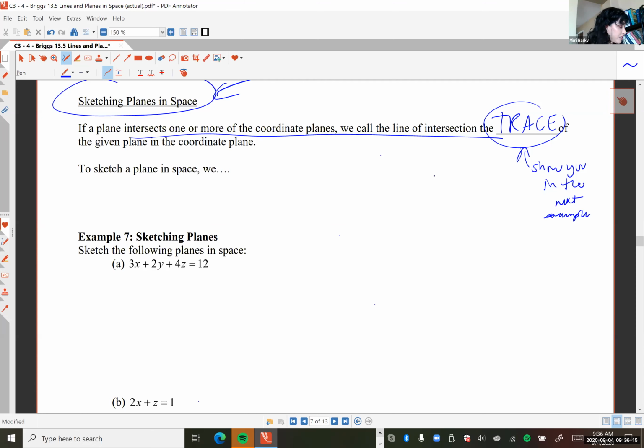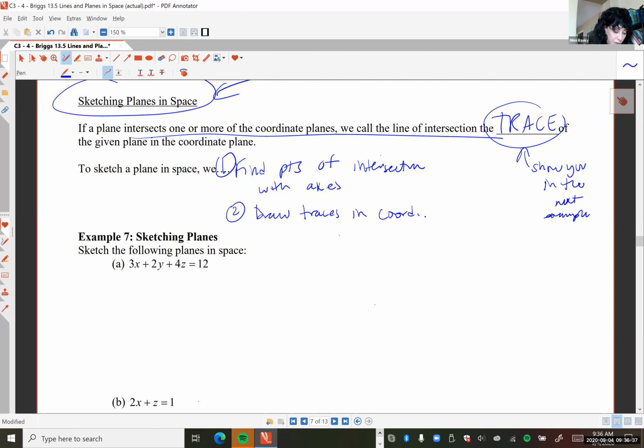So when you sketch a plane in space, you find the points of intersection. So there's two things you need to do. Find the points of intersection with the axes, if there are any, because sometimes there aren't a whole bunch, and then draw the traces in the coordinate planes. And if you have no idea what I'm saying, of course you don't, because you haven't seen the action. I'm just giving you the strategy, and then we'll follow the strategy.